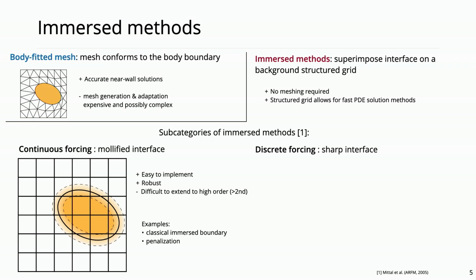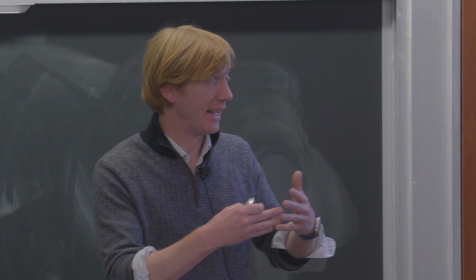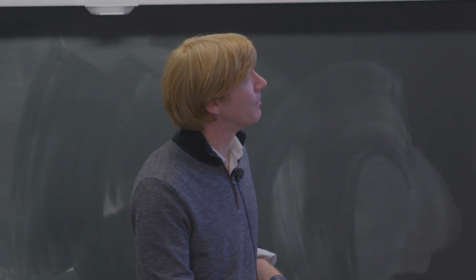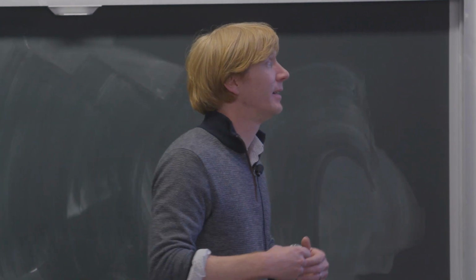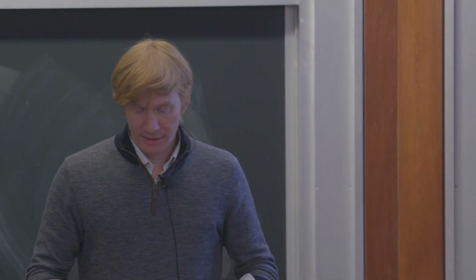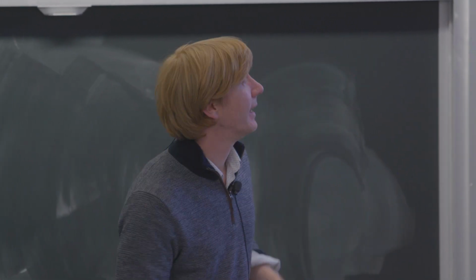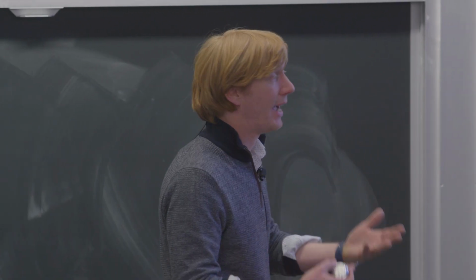If you want to go sort of more accurate and more fidelity, you have to think about discrete forcing methods, and these are sharp interface methods where you would locally change your discretization scheme according to where the body is exactly, right? So you have these intersection points where the body crosses the grid, and you would change your discretization scheme at those locations. So this is essentially creating a sort of body-fitted grid on the fly, right? And what that can do is basically extend to high order.